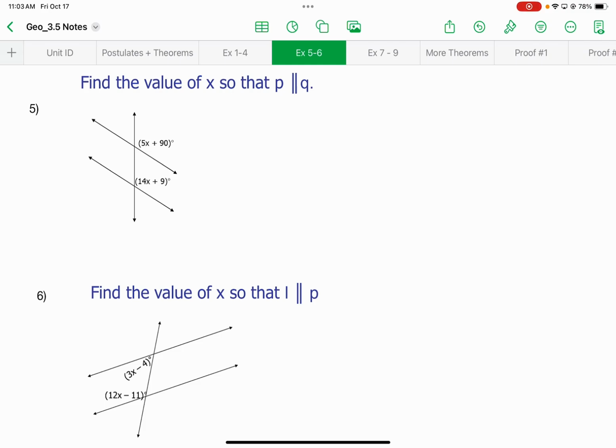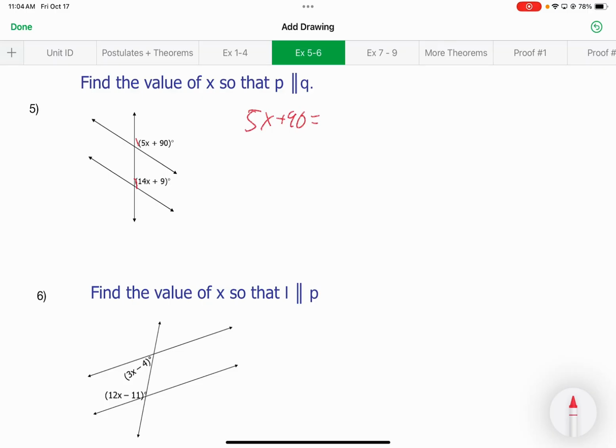That's true. They would be congruent because what angle pair would they be? Oh, corresponding. So Angelina's right. It would indeed be congruent. So then if I want to solve for x, what should I do with these? Set them equal. 5x plus 90 equals 14x plus 9.